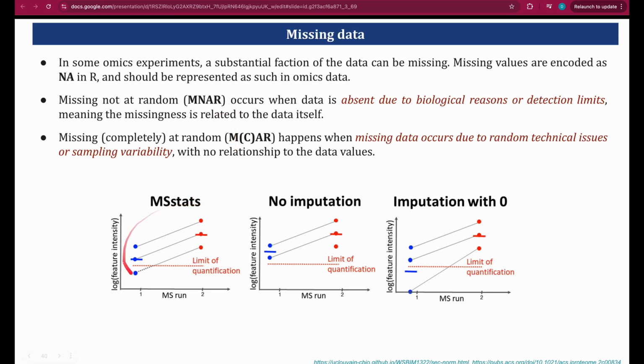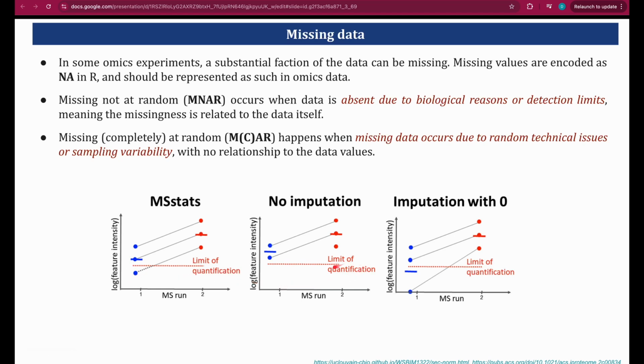Now in this figure it shows the MS stats. In this case, this is the general pattern which should be captured. These are the intensity values which should be captured otherwise. But this red line shows the limit of quantification. That means you cannot quantify the values which are below this intensity. So these are the values which are not missing at random. This is missing not at random due to the detection limits. You were not able to detect this point.